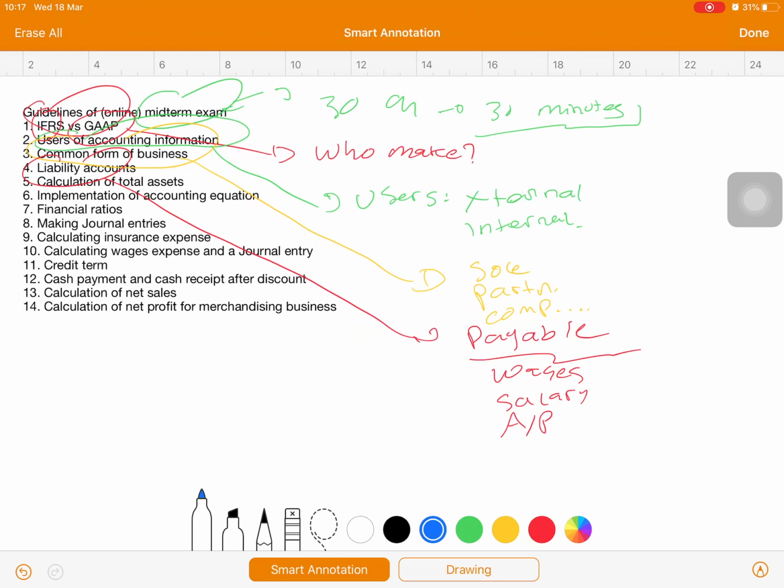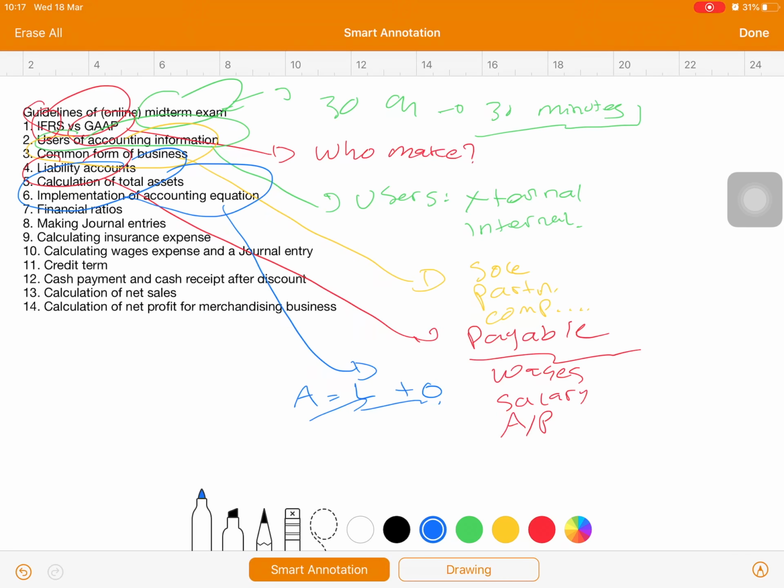And then next we have calculation of total asset. It really has strong relationship with the implementation of accounting equation. I'm really sure that you still remember the accounting equation, which is assets equals to liabilities plus equity. So you will play a lot with this formula.